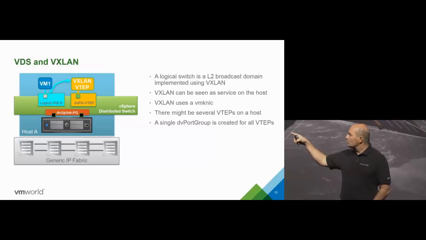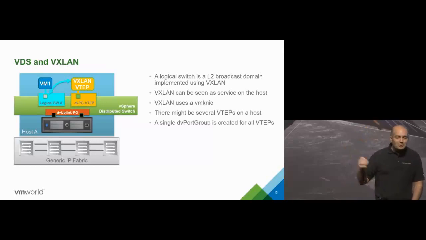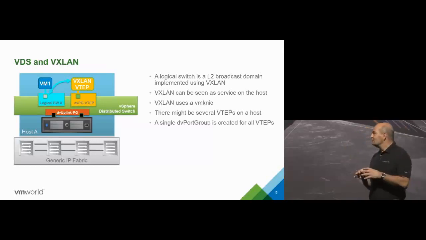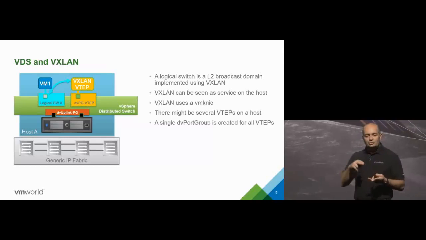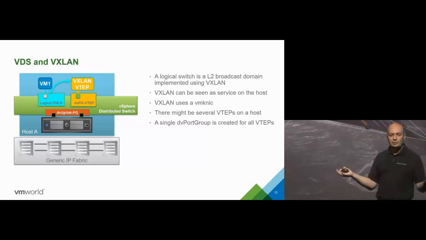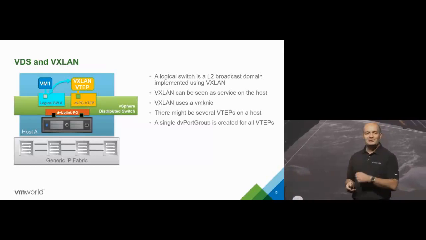Something I need to point out here is that what used to be called a DV port group is now called a logical switch, when it's backed by a VXLAN. For me as a network guy, VLAN, logical switch, DV port group, broadcast domain, L2 domain, they're all the same. We're just talking about a layer 2 domain, a broadcast domain. So this is a new name that you will be seeing if you're using VXLAN.